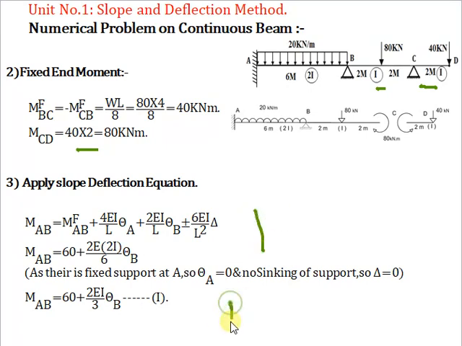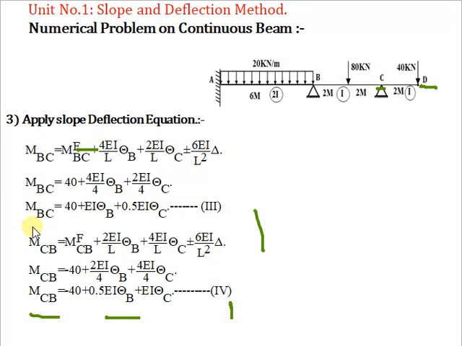Then we developed the slope deflection equation for each span, and from that we have an end moment equation MAB equal to 60 plus 2EI by 3 into theta B. This one is the first one. Then we developed the end moment equations for BC and BA also. So for each span we have a slope deflection equation. These things we covered in a previous lecture.